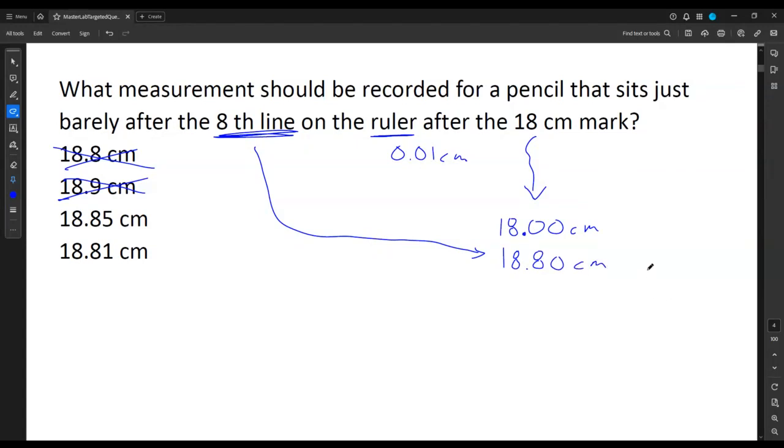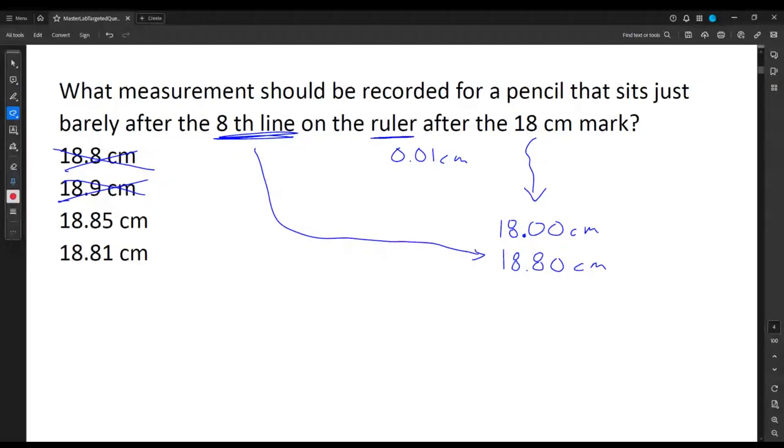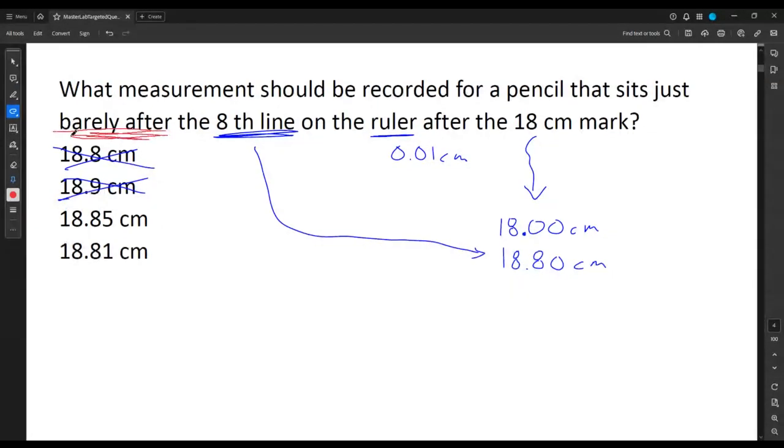Okay, and then read the question a little bit further. One little tiny piece of information remains. It is barely after this mark. And so that means that it's not exactly on the line, it's a tiny bit after, which is what's going to happen in most of the measurements that we're somewhere between these values. Then we're going to see 18.81 centimeters.